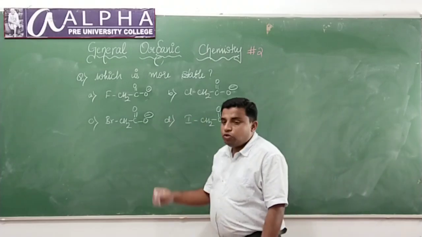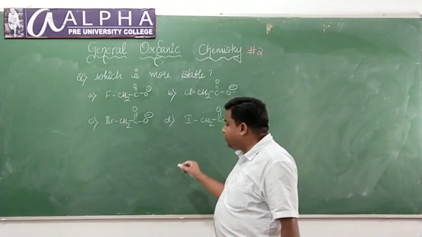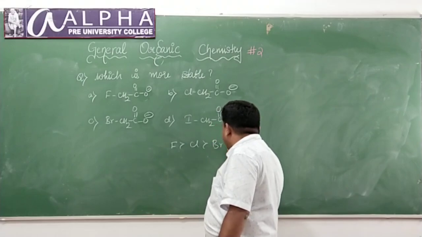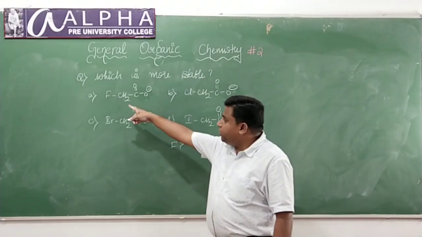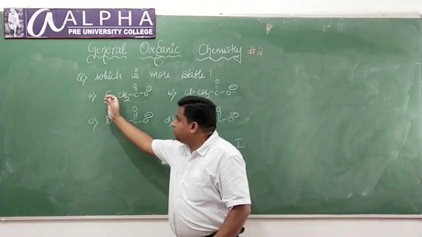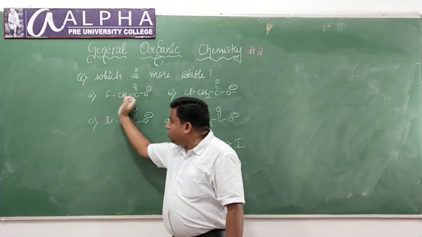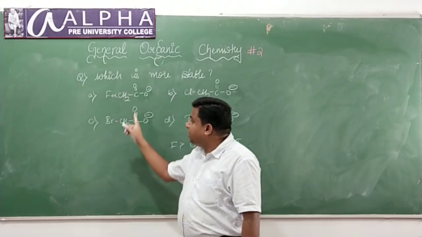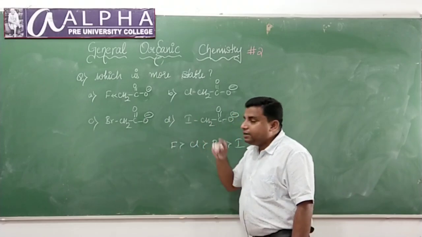We know the order of negative inductive effect. What is the order of negative inductive effect? Fluorine more than chlorine, more than bromine, more than iodine. So fluorine will exhibit the highest negative inductive effect. That means fluorine will pull the electrons more towards itself than chlorine, than bromine and then iodine.